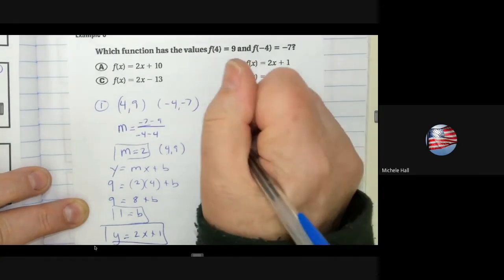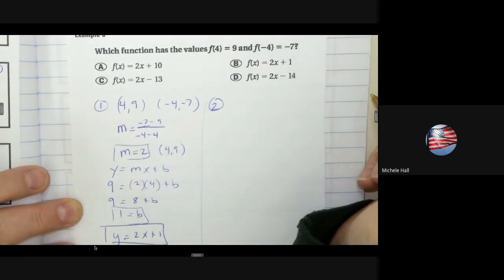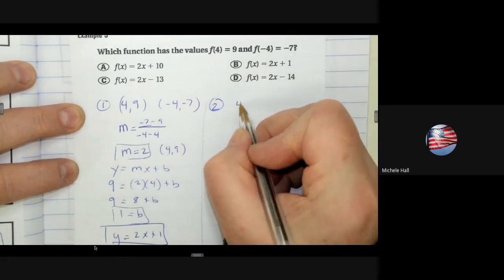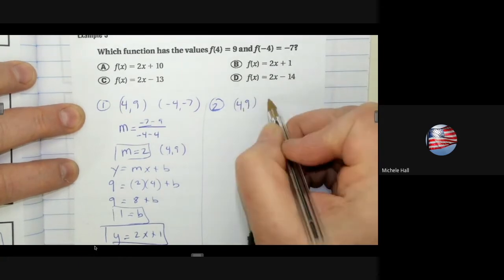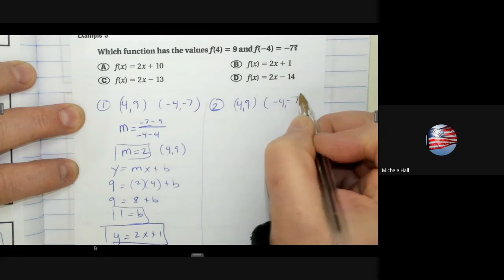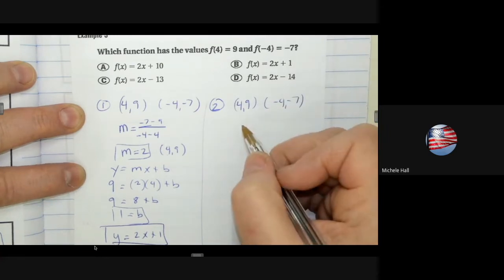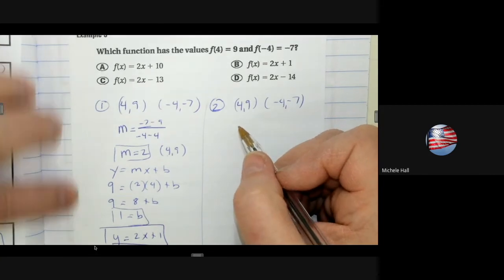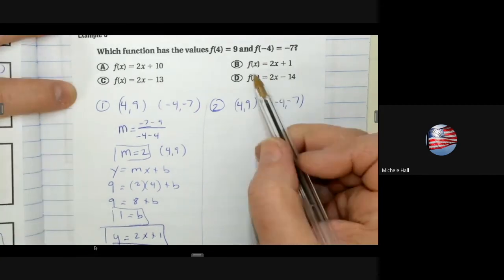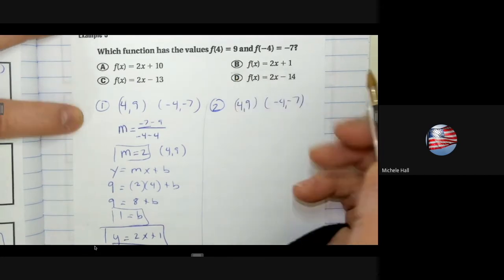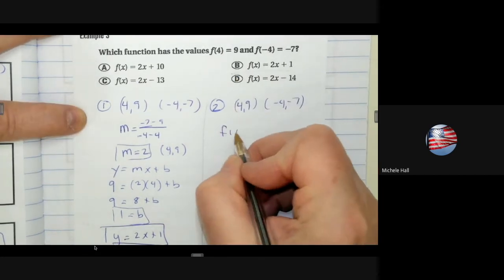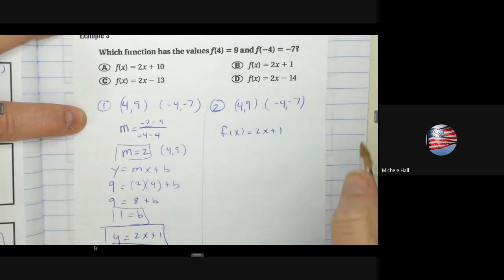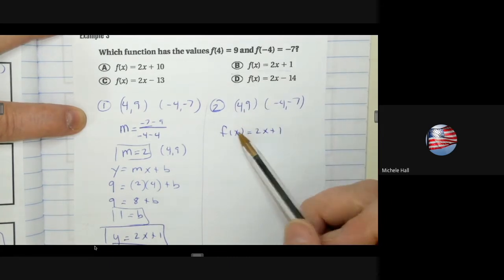A second technique, what I could have done is I have these points, (4, 9) and (-4, -7). I could have just substituted in and seen. So we got 2x plus 1. Let's check and see if b is the answer. We have f of x equals 2x plus 1. We're going to check when x is 4.